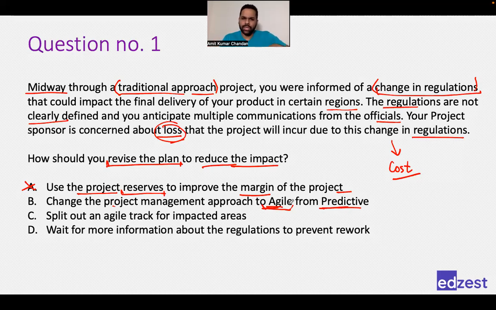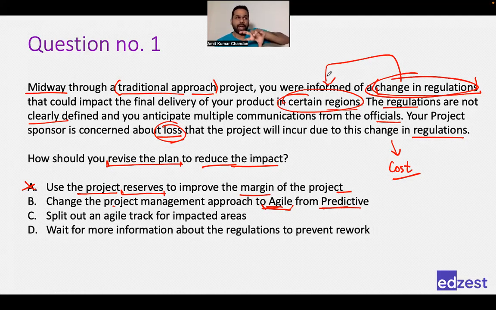So what we need to do is go back to the question, and when you do that, you will see that the question is saying that it could impact the final delivery of your product in certain regions. So there is a change in regulations happening which is impacting a certain area of my work. When I release the product into a market, it will impact a certain area.